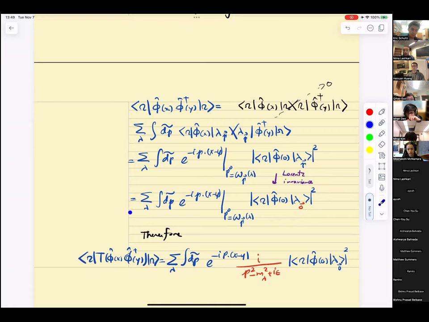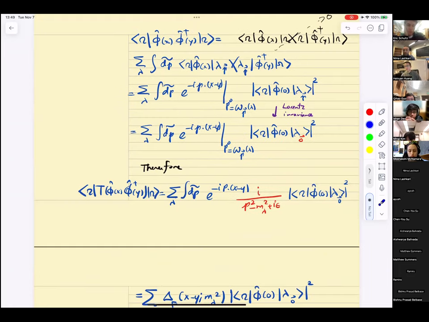It's a sum over all the eigenstates that are zero momentum. There is an integral over momentum. This is an unshelled momentum integral. This, hopefully you recall, is just a propagator, and these are just a bunch of coefficients, right?